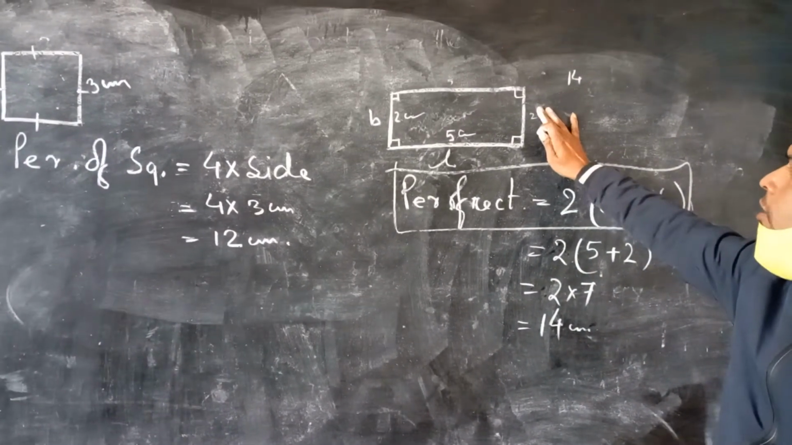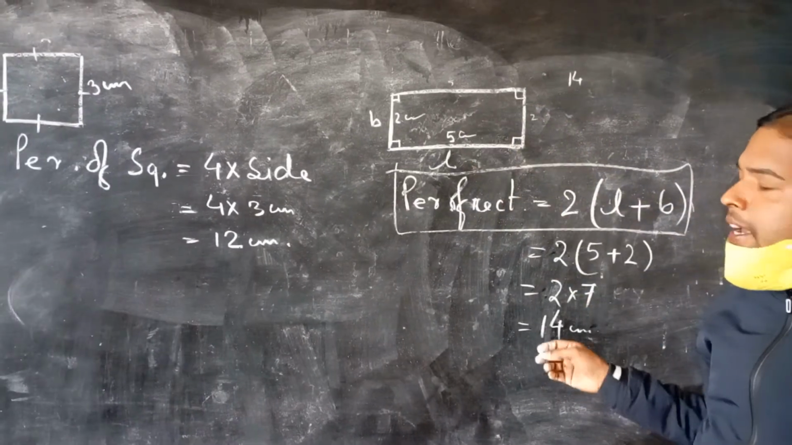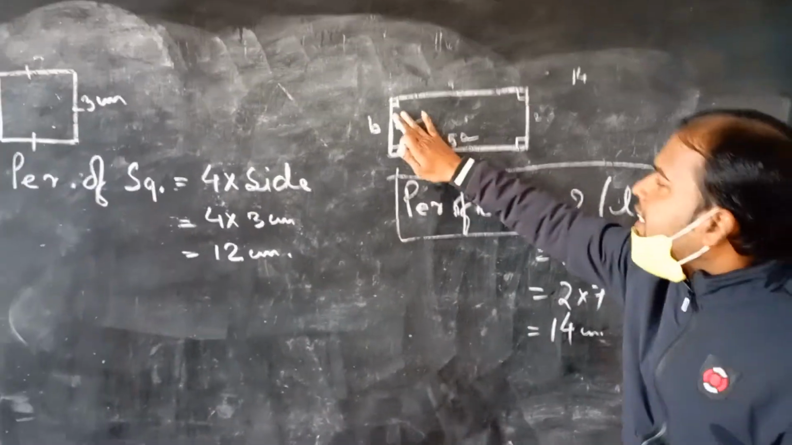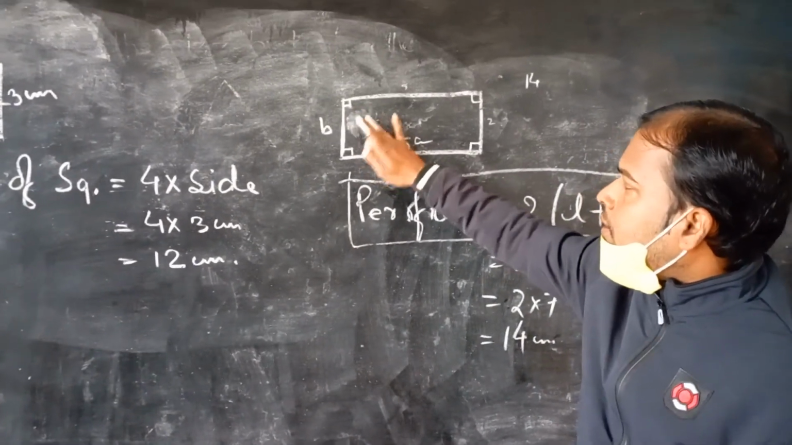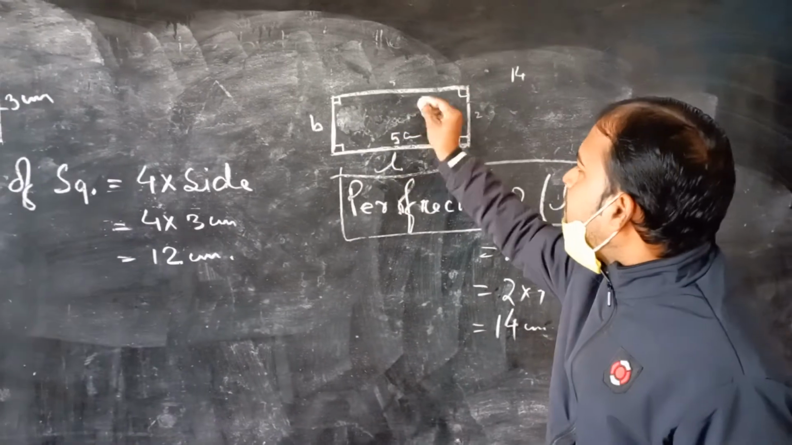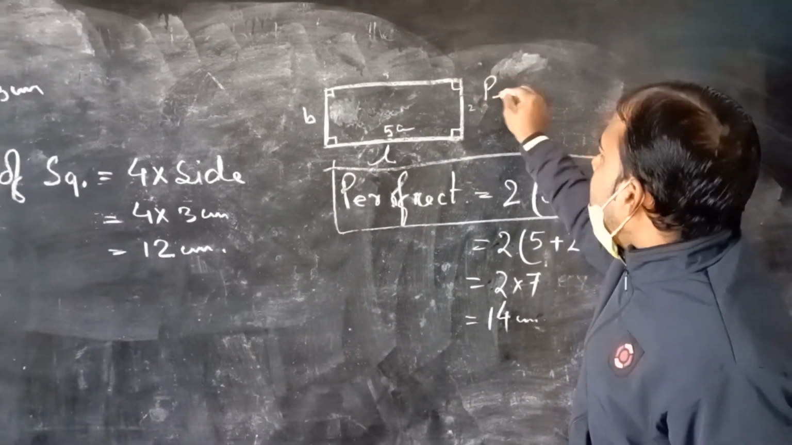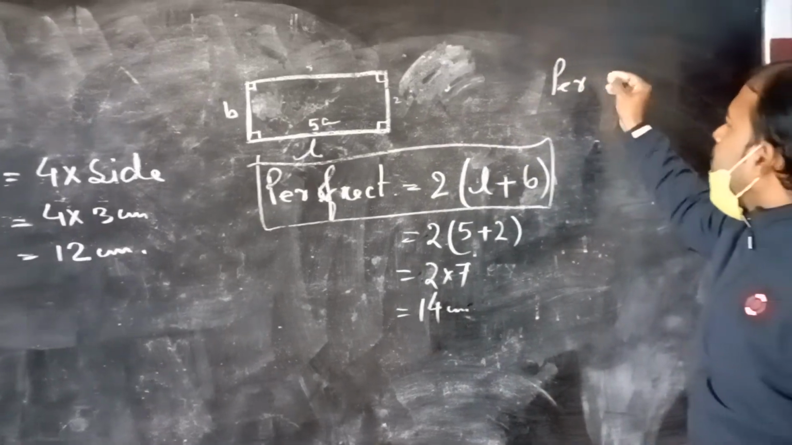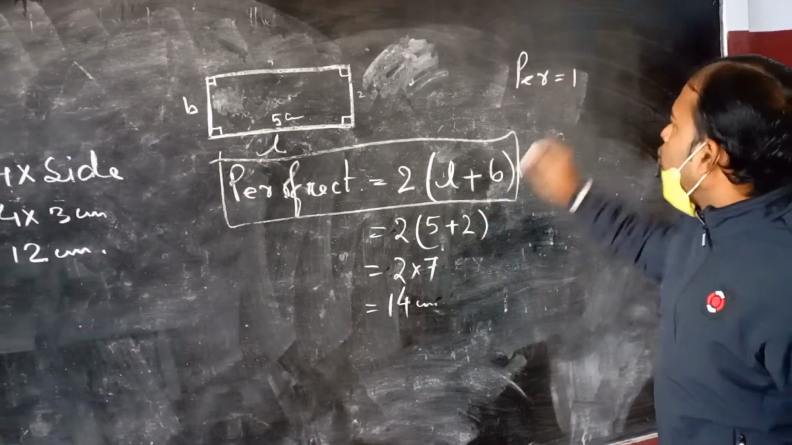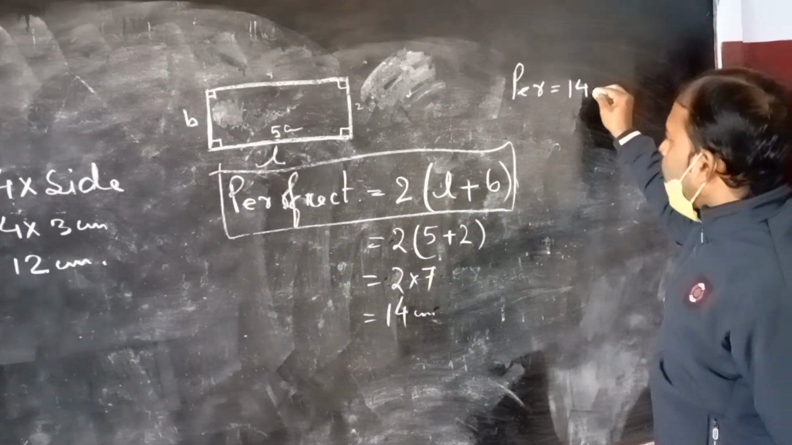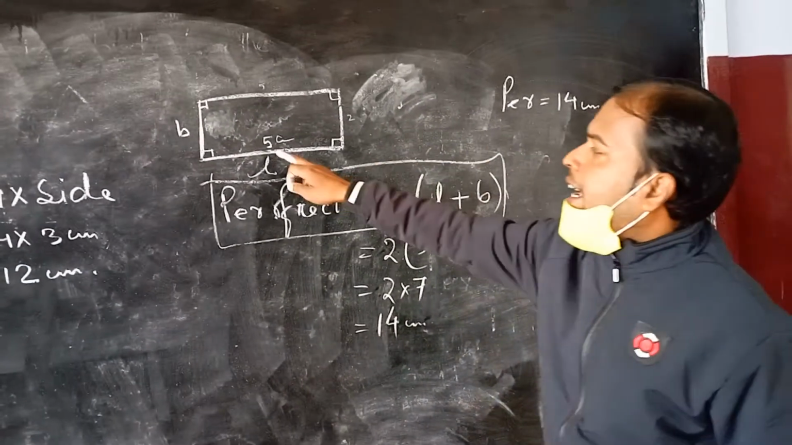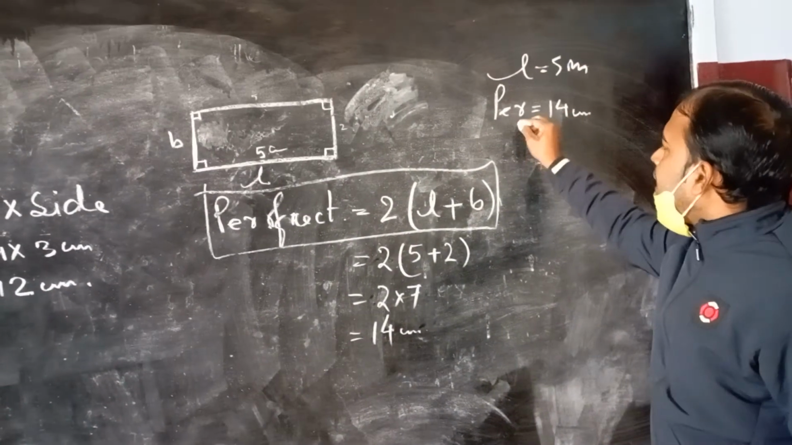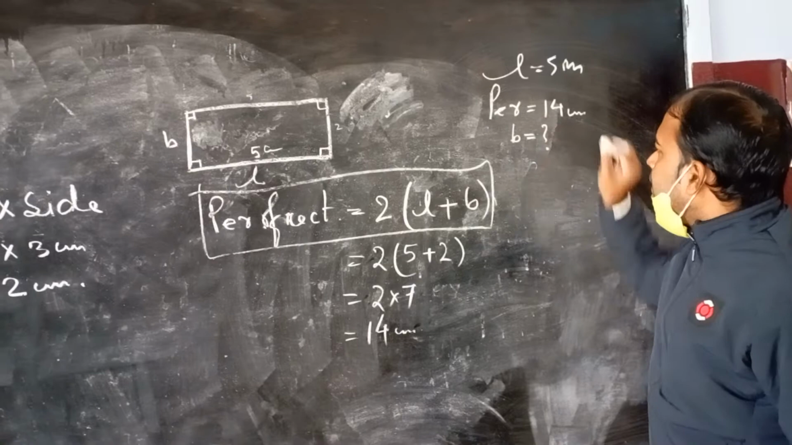Now, somewhere perimeter will be given and one of the sides will be given. Suppose here this breadth is not given and perimeter is given. Perimeter is given 14 centimeter and length is 5 centimeter. Then you have to find the breadth.